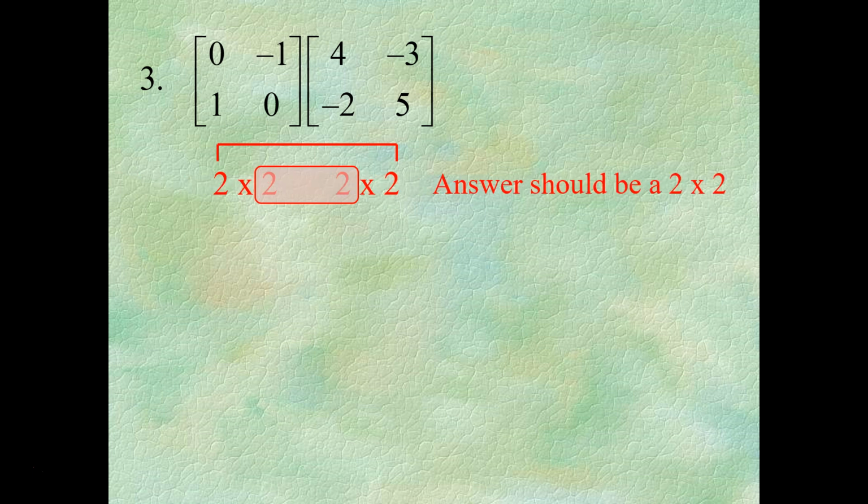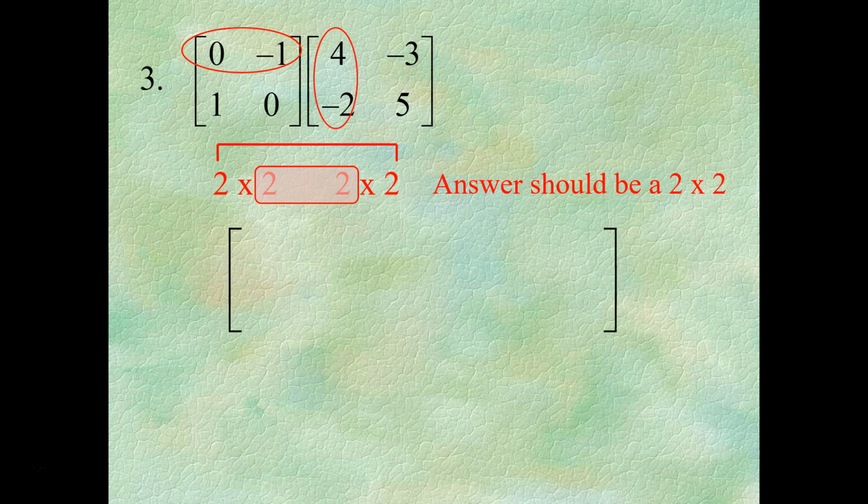Let's try another one. Here we have a 2 by 2 and another 2 by 2 matrix. Sure enough, the middle numbers match up. Your outside numbers are 2, so our answer is going to be a 2 by 2 matrix. So how are we going to do that? Well, we're going to do it the same way as we did the previous one.